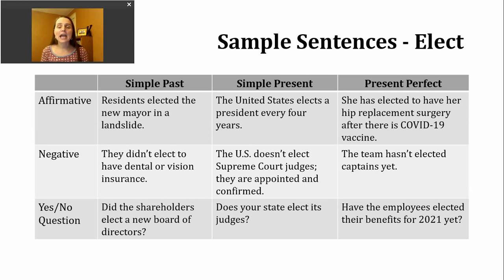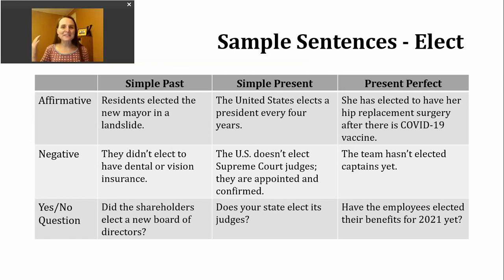Next, let's look at making a yes or no question in the simple past tense. To do this, we'll start with did, then we'll have our subject, and then the base verb. Here's an example. Did the shareholders elect a new board of directors?